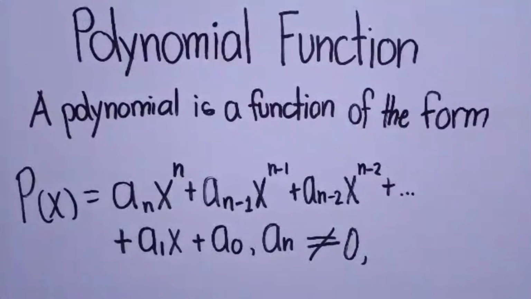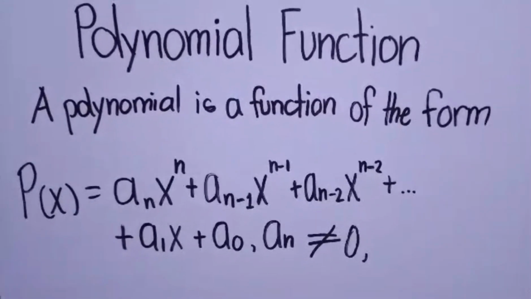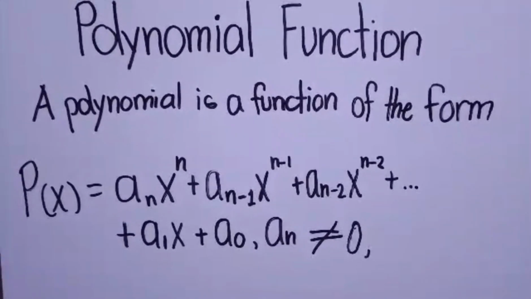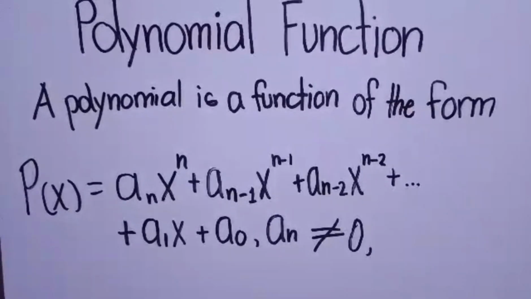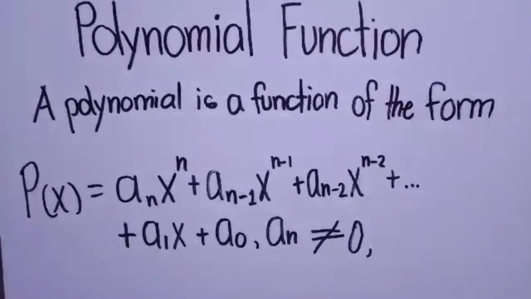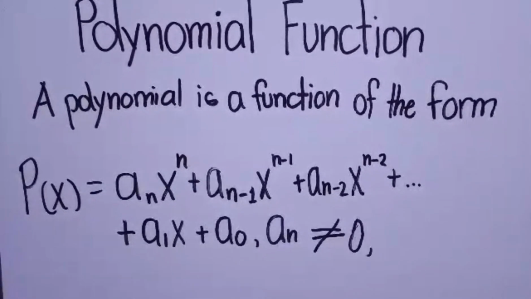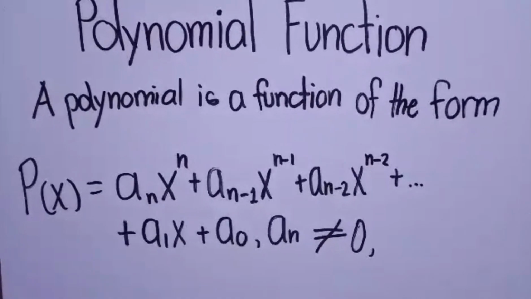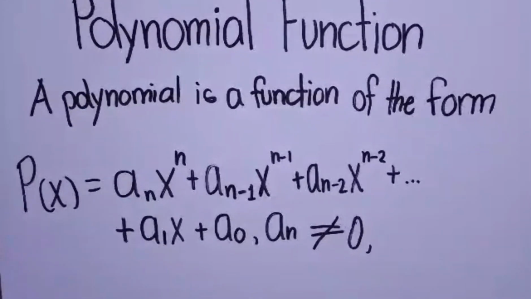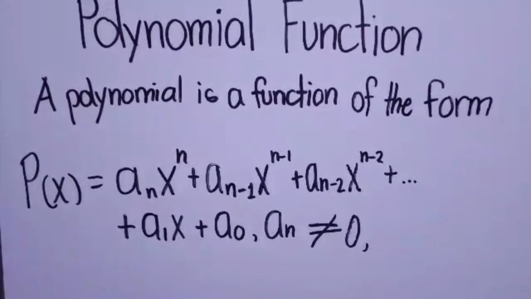We will discuss all about factors of polynomial. Polynomial function. A polynomial is a function of the form p of x equals a sub n times x to the power of n plus a sub n minus 1 times x to the power of n minus 1 plus a sub n minus 2 times x to the power of n minus 2, and so on, plus a sub 1 x plus a sub 0, where a sub n is not equal to 0.